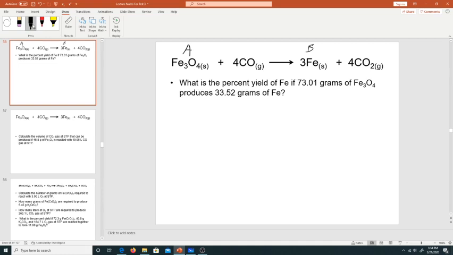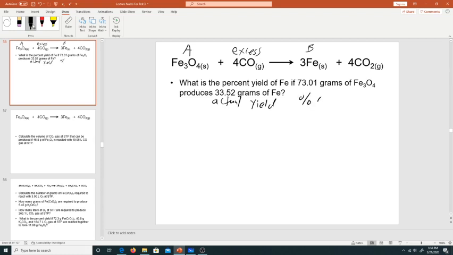Is there any mention in the question about carbon monoxide? No. CO is not mentioned at all, so I'm going to ignore that. Actually, that's an excess, or infinite supply. Not going to worry about that. What is this 33.52 grams? Well, this is the actual yield. Okay, that's the actual yield. Our job is to find the percent yield.